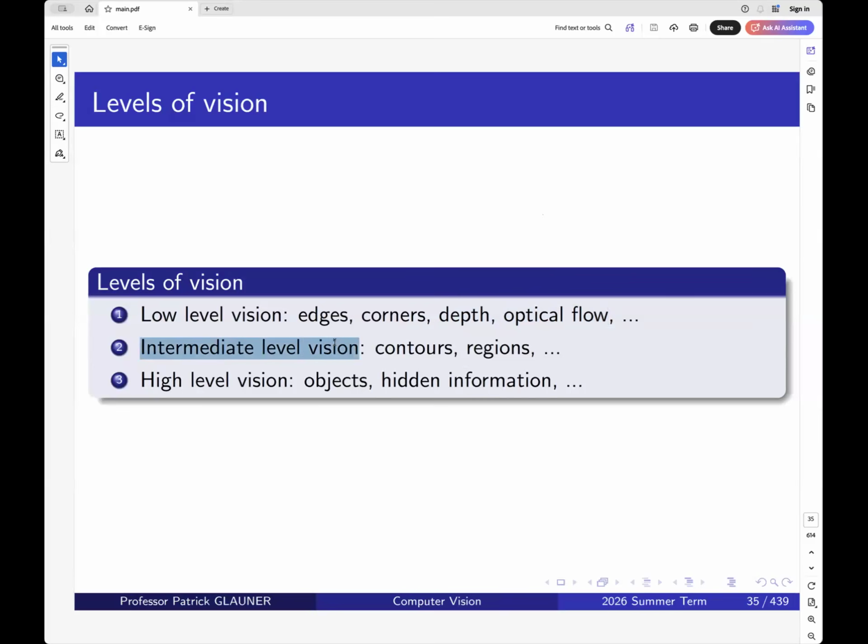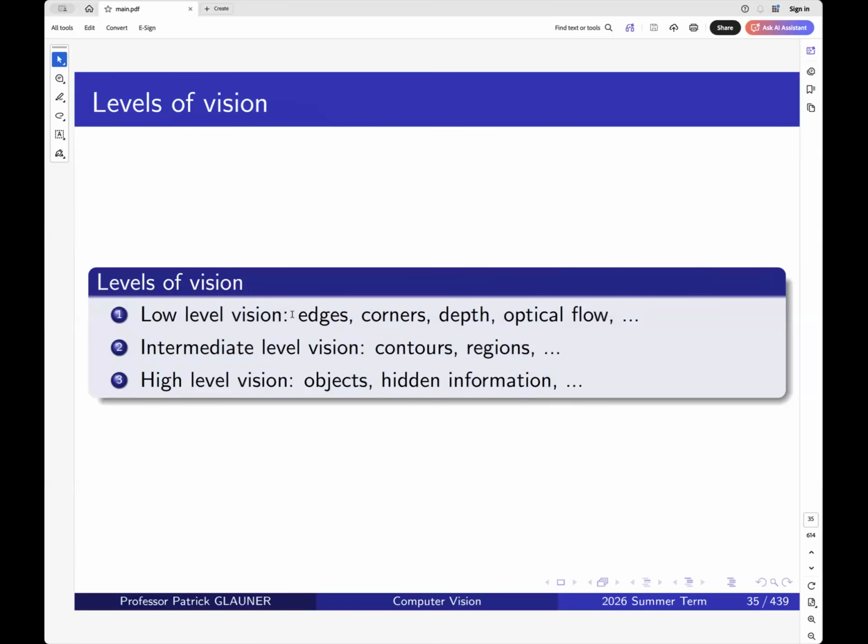And then there are intermediate level vision systems that are about finding contours. Contours could help us to find objects later, or we have regions in images, so-called segments. That can be some way to find some structure in an image. And then based on regions and contours, we can later find objects or other hidden information.